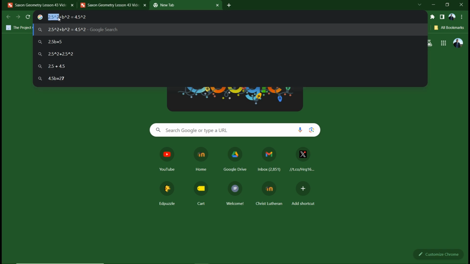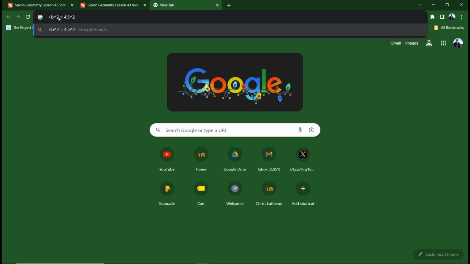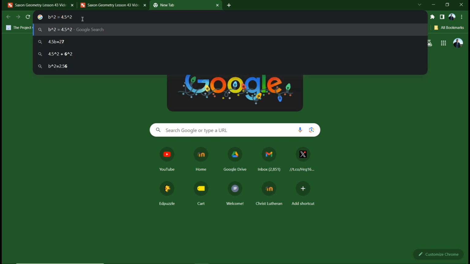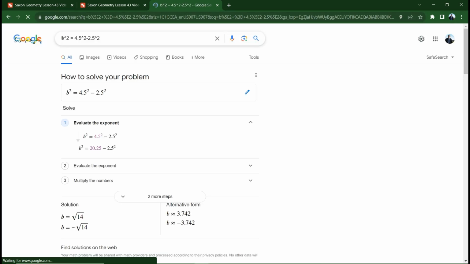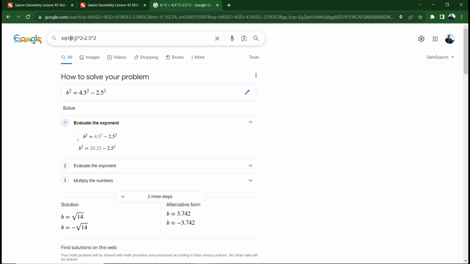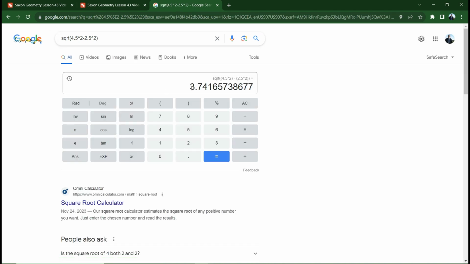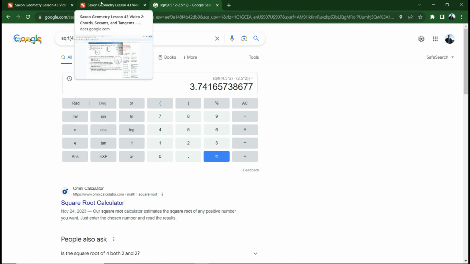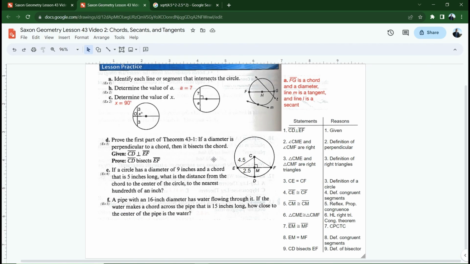So what I'm actually going to do is take this 4.5 squared and subtract 2.5 squared from it, because I have to subtract that from both sides. So what I'm really looking for is the square root. b squared equals this. So if I take the square root of this expression, that will give me 3.74. And all I did was the algebra on the Pythagorean theorem. You could have done that on paper and gotten the same thing. 3.74, and that would be inches from the center of the circle.